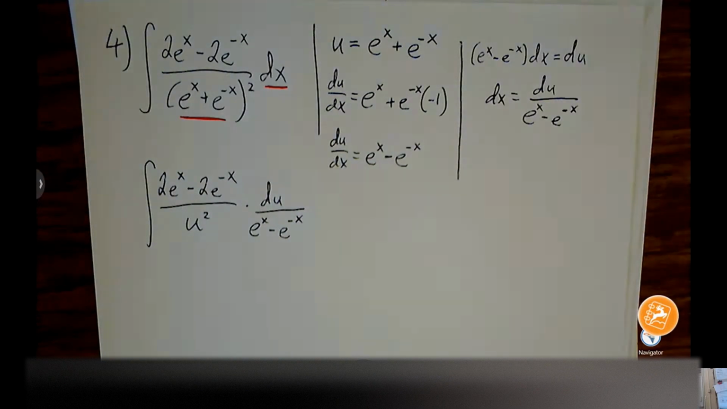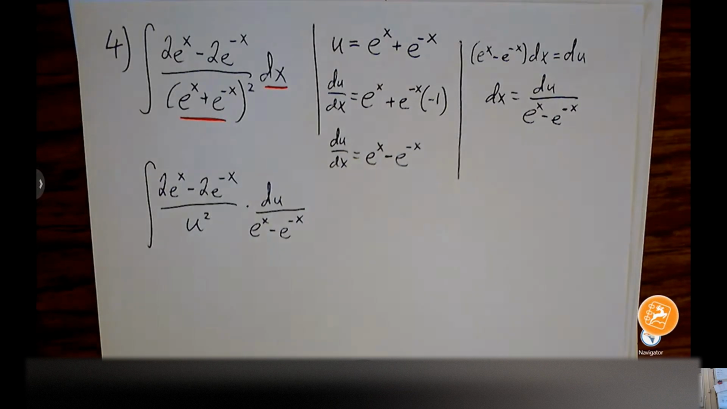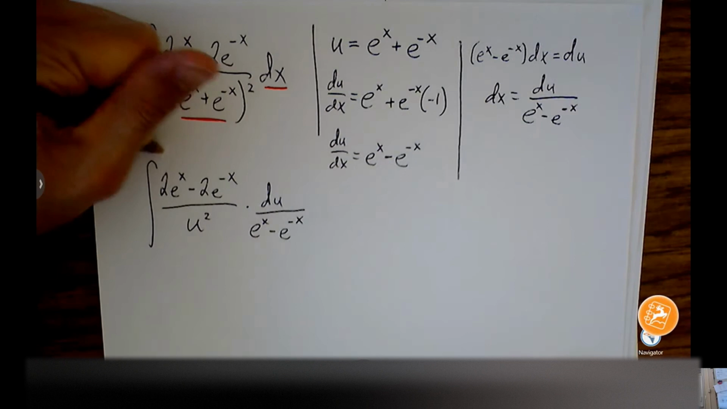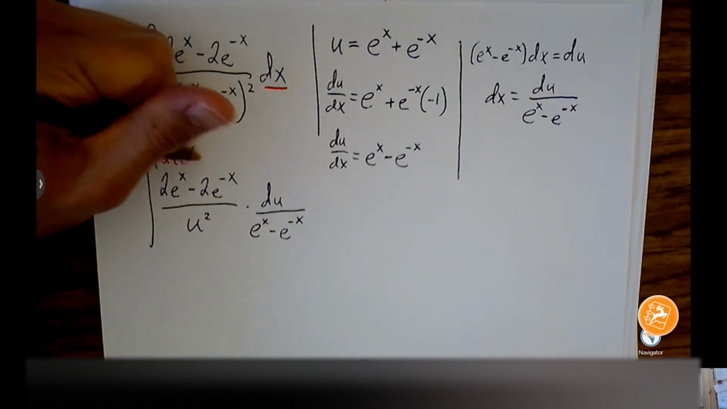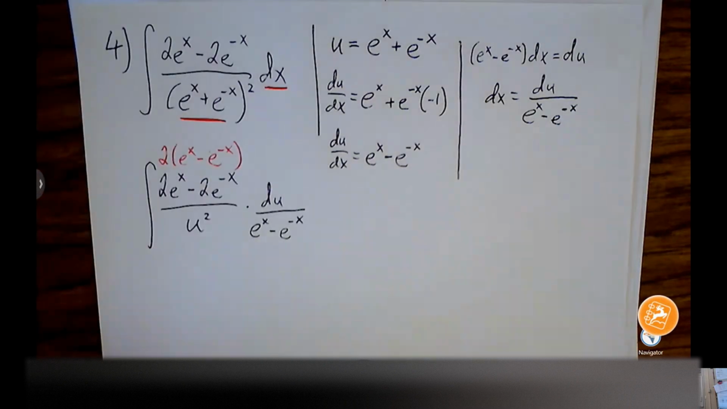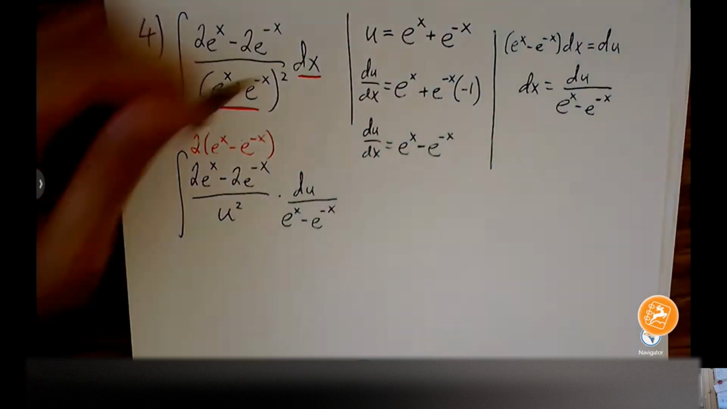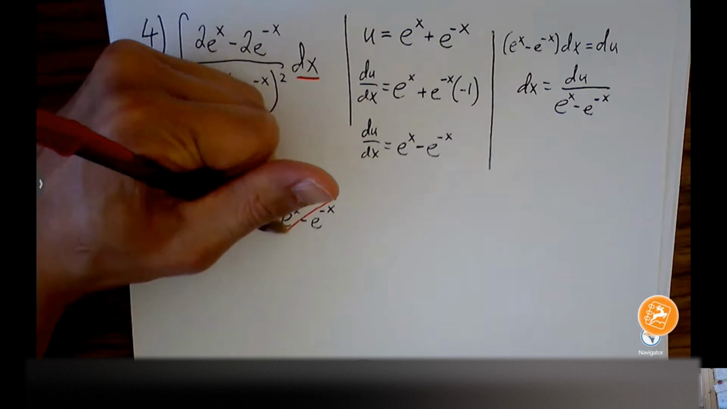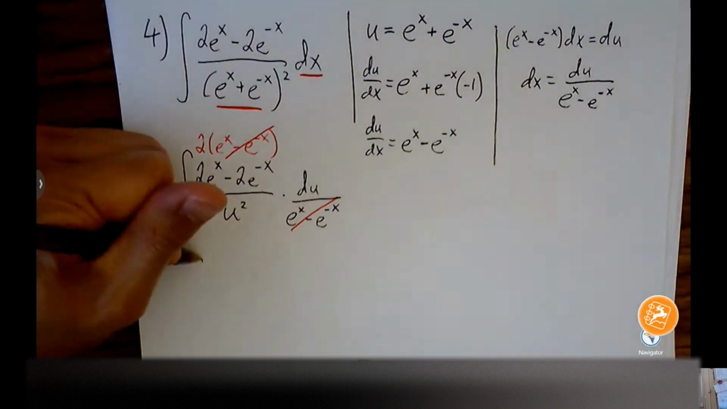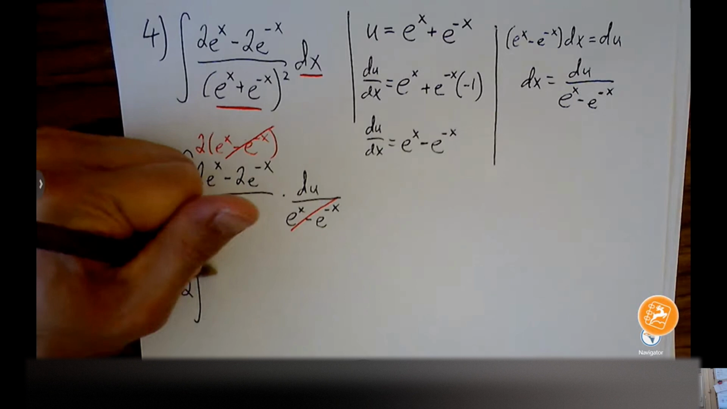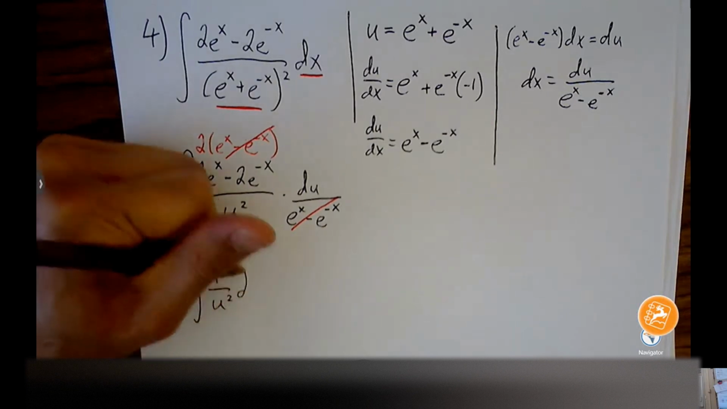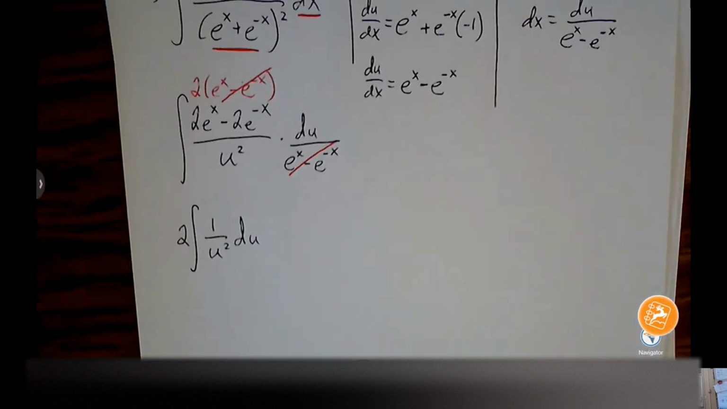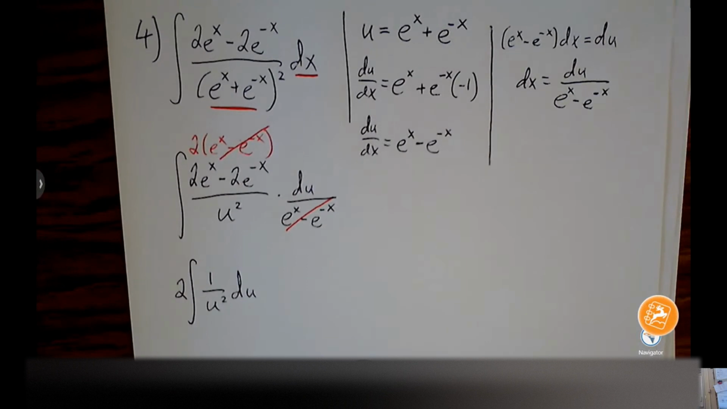What do you guys think? Yeah, factor out the 2. That should help us see things a little more clearly. And then we have a match now, right? Okay. Push the 2 out in front. All right, where do we go from here?